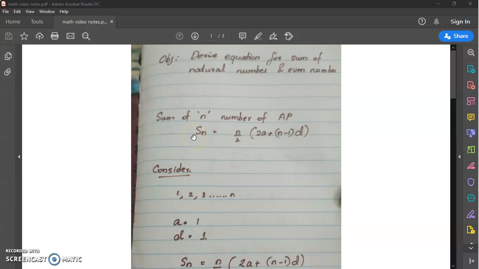Last week, or rather during the last class, what we learned was how to find the sum of the first n numbers of an AP. If an AP is given with a first term, a last term, and starting from the first term till the nth term, what is the sum of all those terms? For that we made the equation Sn is equal to n by 2 into 2a plus n minus 1 into d. Correct? N by 2 into 2a plus n minus 1 into d.